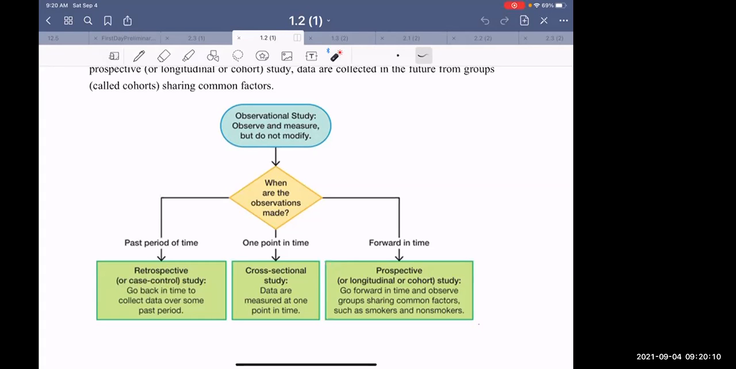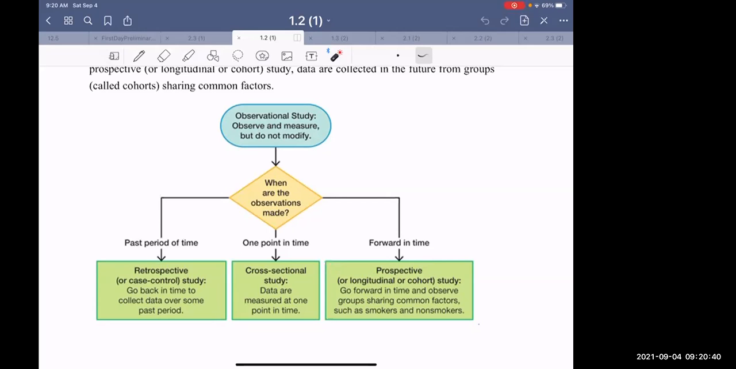So most retrospective studies are case controls, but it's not necessary, right? So the majority of retrospective studies are case controlled. The majority of prospective are cohort studies, but they're not the same term. They're just the majority of times.